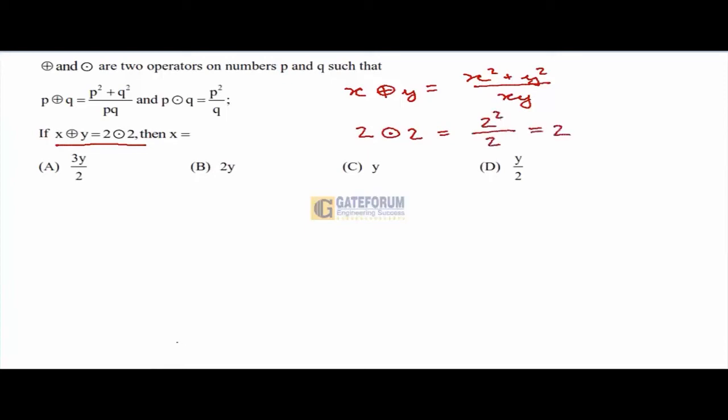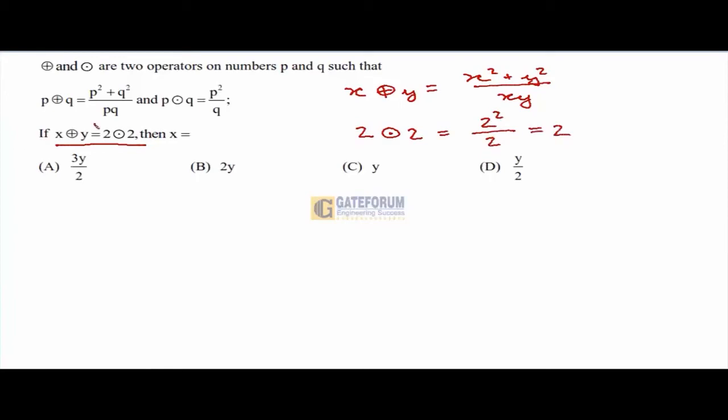Next, these are two operators on numbers P and Q such that, as you can see, whatever is written. So they have said this stuff. So let us find out what does this mean. This means x square plus y square divided by xy. Now what does this mean? This means 2 square divided by 2. That is basically equal to 2.